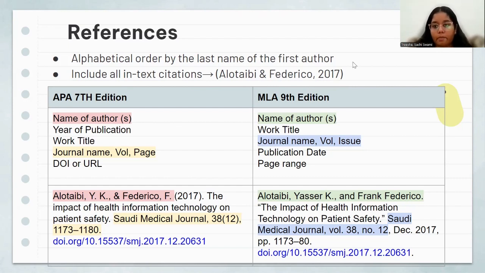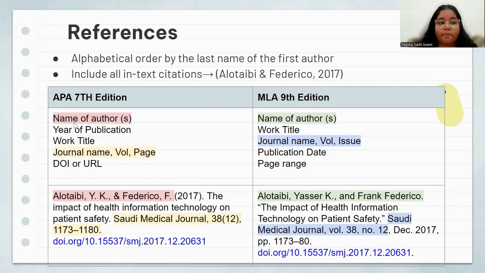which is also called bibliography. APA and MLA are the widely used citation styles. There are several more like Vancouver, Chicago, etc. But APA 7th edition and MLA 9th edition are the latest styles of the respective ones. I'll quickly run through how you're supposed to write references.